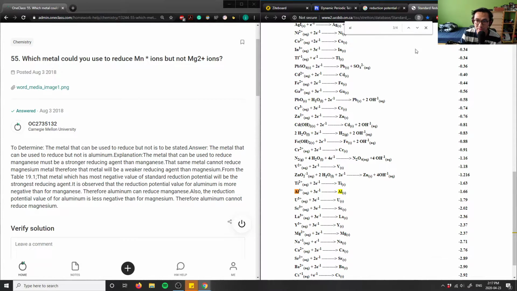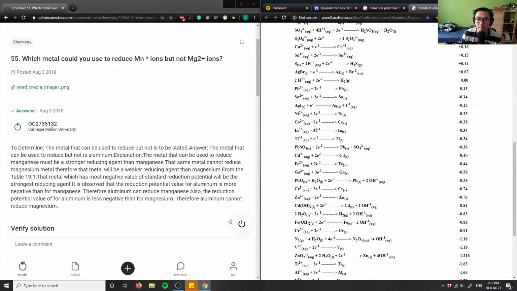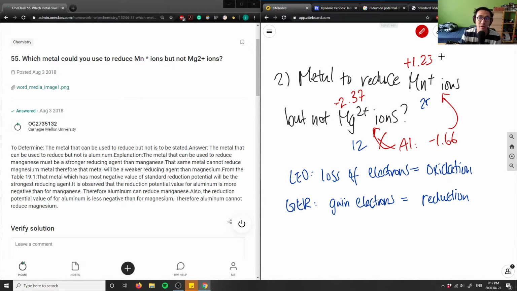You could also pick basically anything. Titanium would be an acceptable answer for this one as well. Chromium would be an acceptable answer here. Zinc is another answer here. Gallium, iron, cadmium, nickel, all of these would also do the exact same trick to reduce manganese, but not magnesium. So it really depends on which one you pick.